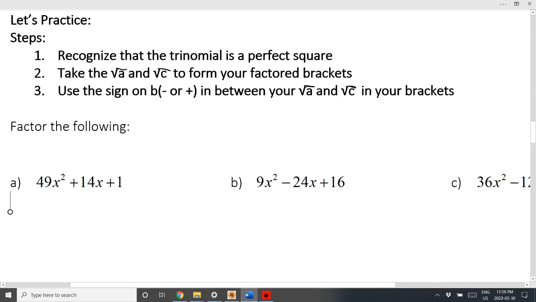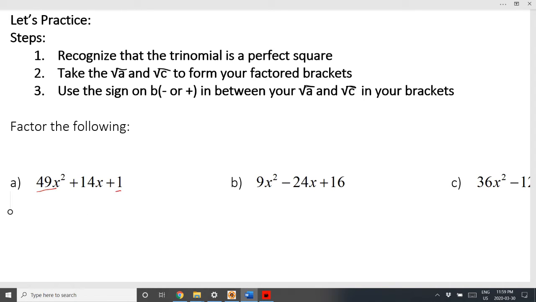So I'll now show you the steps for factoring a perfect square trinomial. The first thing that we need to do is recognize that the trinomial is a perfect square. And as we said before, it has to meet those 4 criteria. The first thing that we need to notice is that the A and C terms are squared numbers. If you look at the A term here, we have a 49x squared, and we have a 1 here.